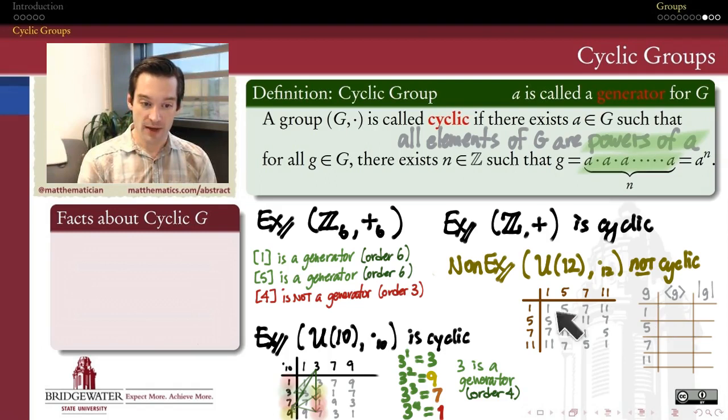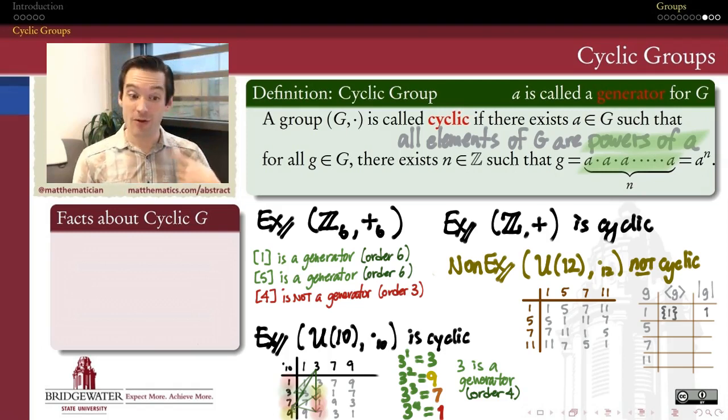So what does 1 generate? 1 to the first power gives me 1. To the second power is 1. To the third power is 1. To the fourth power is 1. To the fifth power is 1. So the set of powers of that is just 1. So the order of that element is 1. This is true for the identity element of any group. By definition, its order is equal to 1.